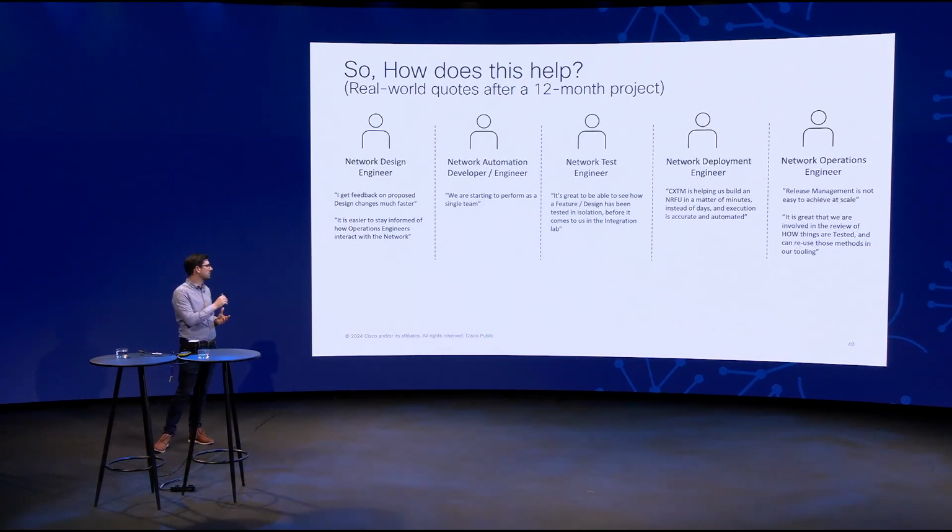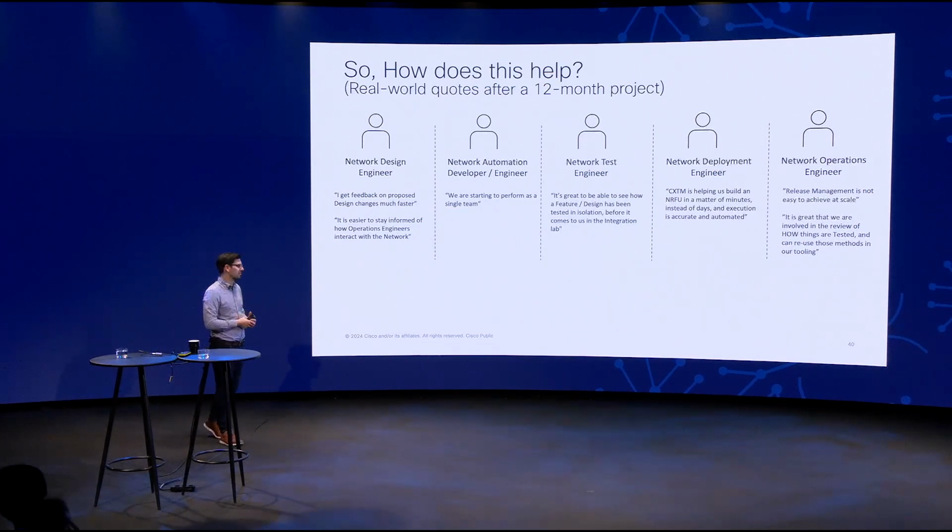The network automation team, less celebratory, but saying they're starting to perform as a single team. Less complaints to the design team saying, you've asked me to automate this, but it doesn't even apply on the box. So they're seeing a bit more of a one-team perspective. The network testing team was saying, okay, we've seen how this has been designed, we've seen how it's been tested, so it makes our life easier when it comes to integration and scale testing.